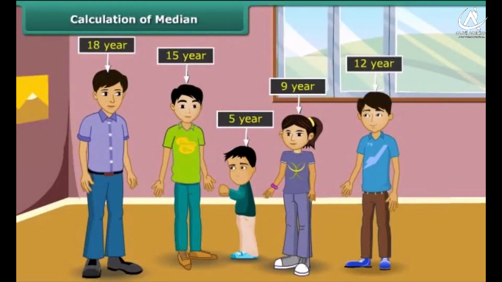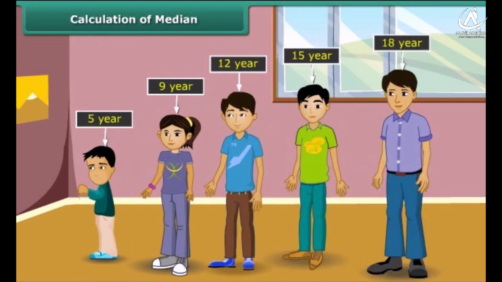The Goenka family has 5 children, aged 9, 12, 5, 18 and 15. What is the age of the middle child? First of all, we should order the children's ages from least to greatest. Definitely, the age of the middle child is the middlemost number in the data set, which is 12. Likewise, you can find out the median of various data.